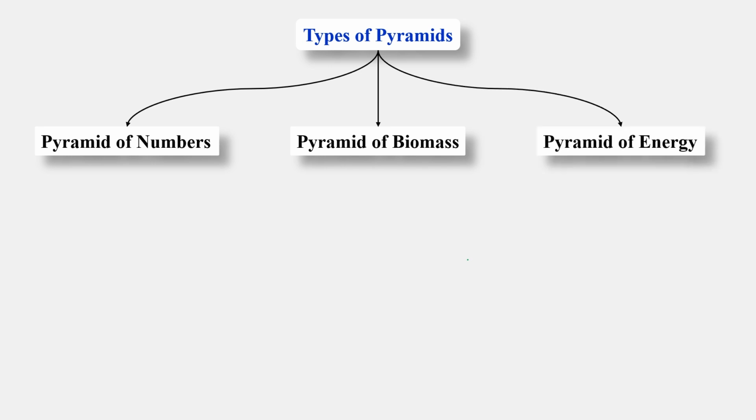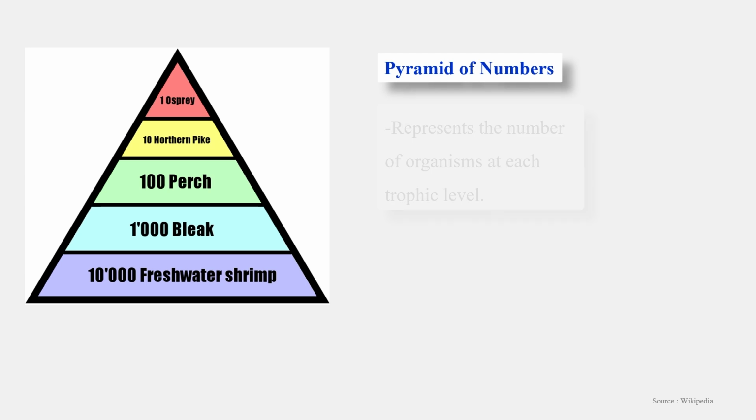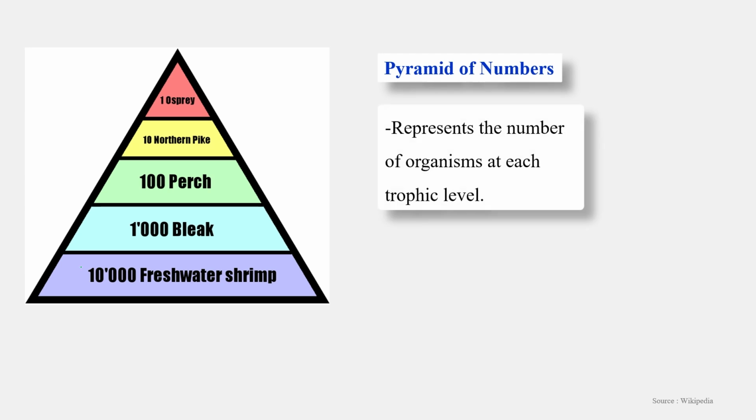Okay, now the first one is the pyramid of number. As you can see, it represents the number of organisms at each trophic level. The maximum number is present at the base: 10,000 freshwater shrimps, and then 1,000, then 100, then 10, then 10. Okay, that's why it is an upright pyramid.